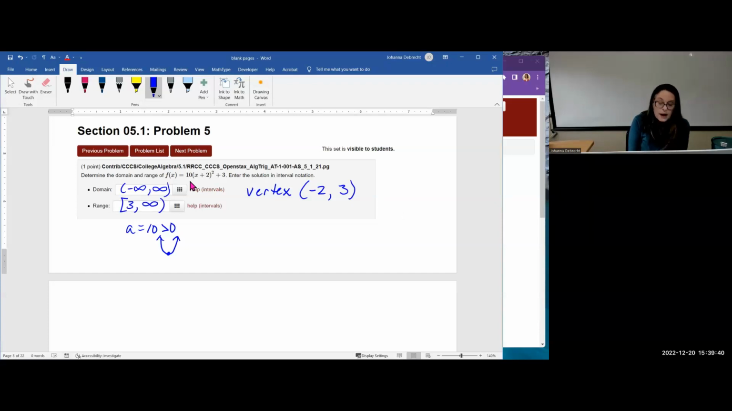So make sure you write it in number line order, 3 on the left, infinity on the right, and use a square bracket for the 3 to show that you're including it. It is a part of the parabola. Let's take a look at the next problem.